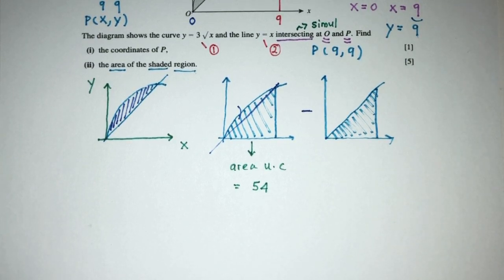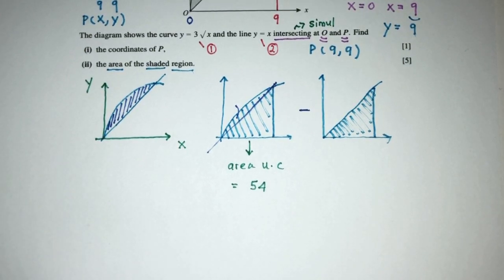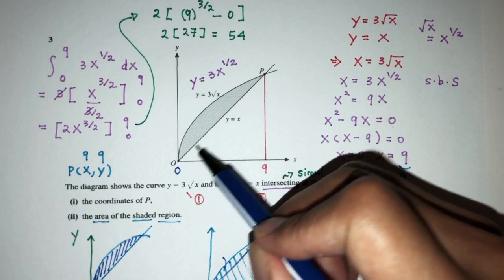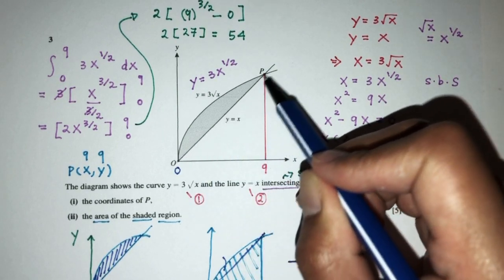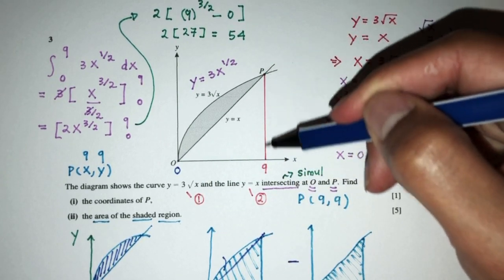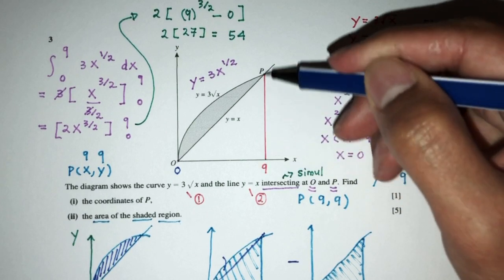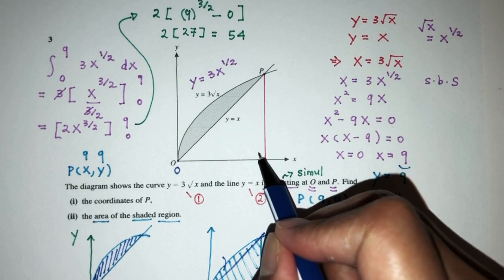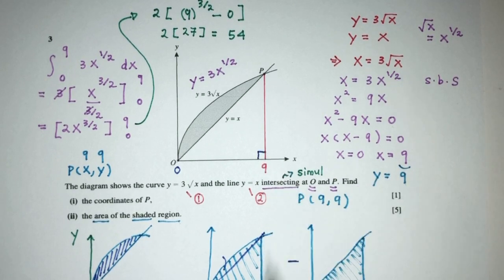Now, we have to minus the area of the triangle. Now, how do we know this is a triangle? Pretty easy. It's because we know this is a straight line, y equals x. This is a vertical line, right? Because it is the value of x at 9, it will be a vertical line. And this is a horizontal line. So this will have to be a right angle triangle. If that makes sense.